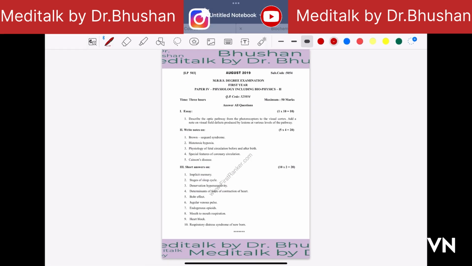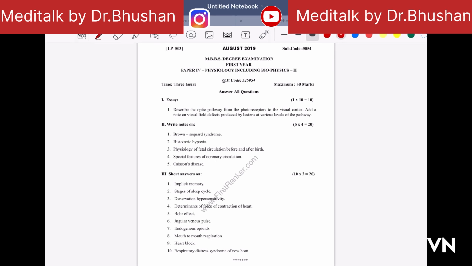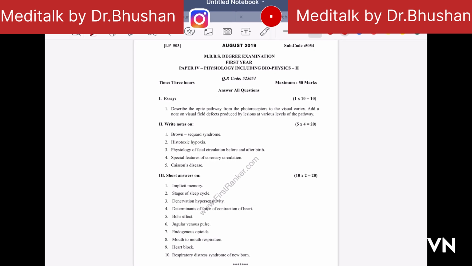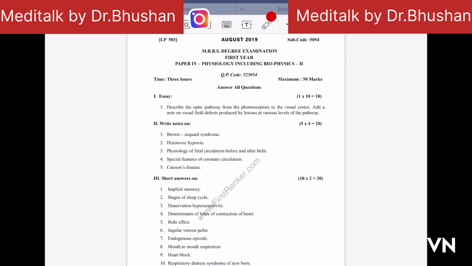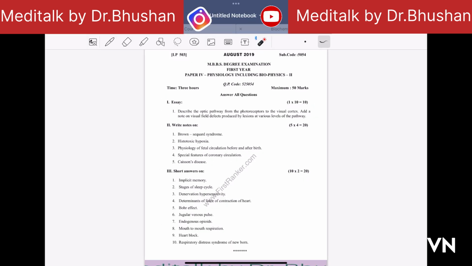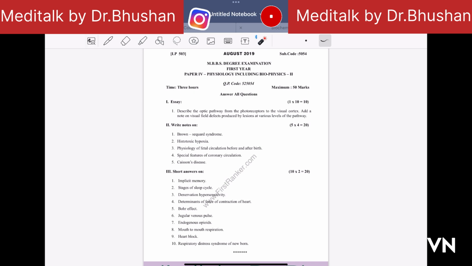First, August 2019, paper 2, physiology, 3 hours time for 50 marks. This is the old pattern. First is the essay question: describe the optic pathway from the photoreceptor to visual cortex. Add a note on visual field defects produced by lesions at various levels of the pathway. This is a 10-mark question.